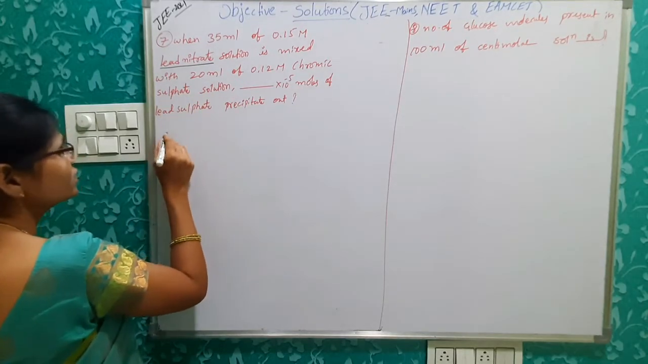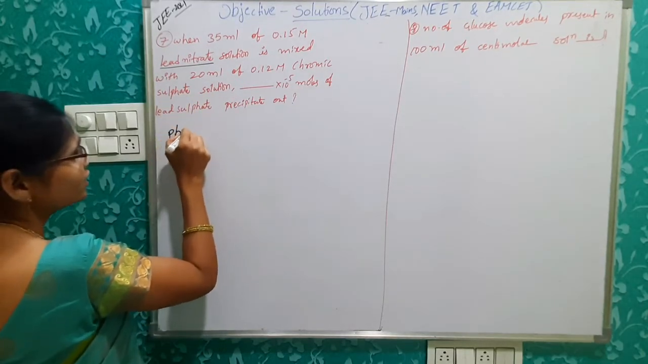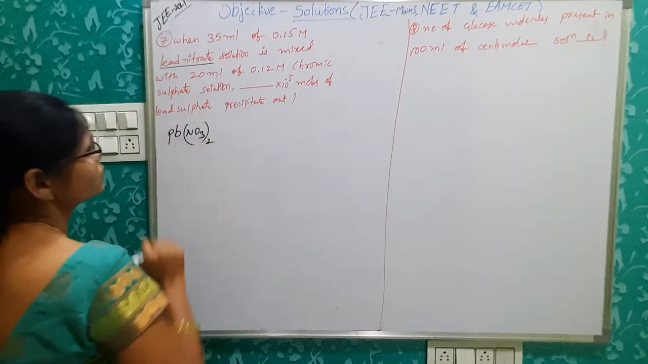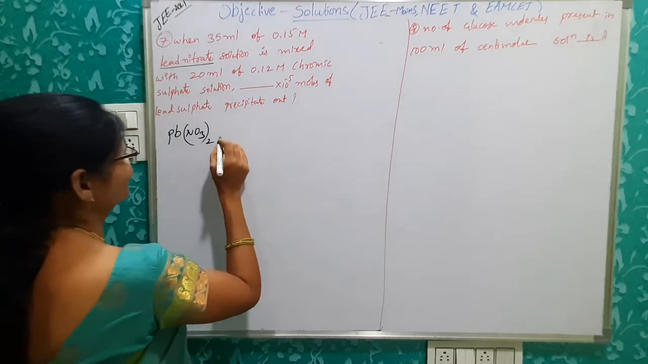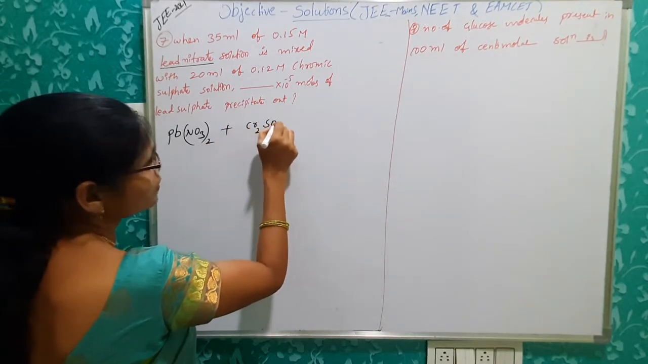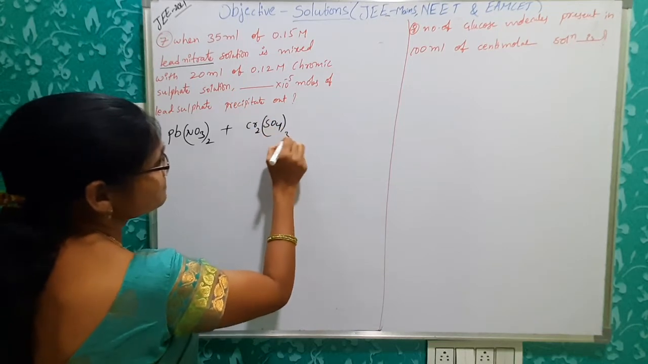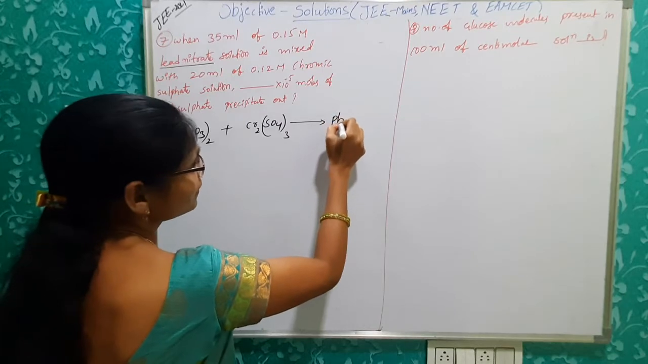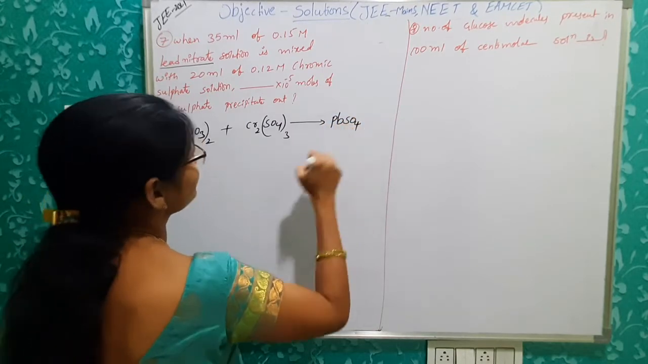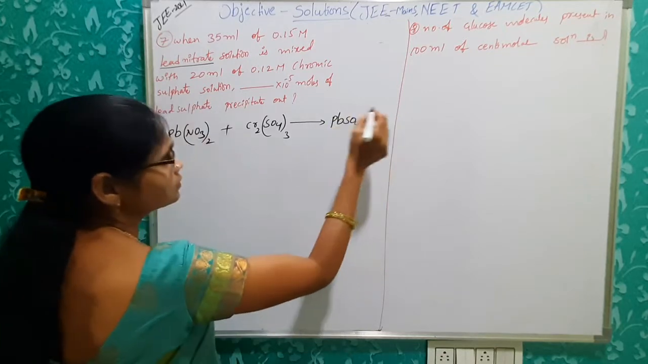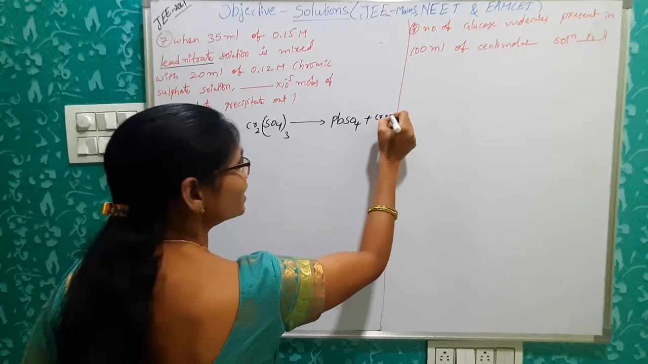Write down that equation first of all. Lead nitrate plus chromic sulfate gives rise to lead sulfate plus chromium nitrate.